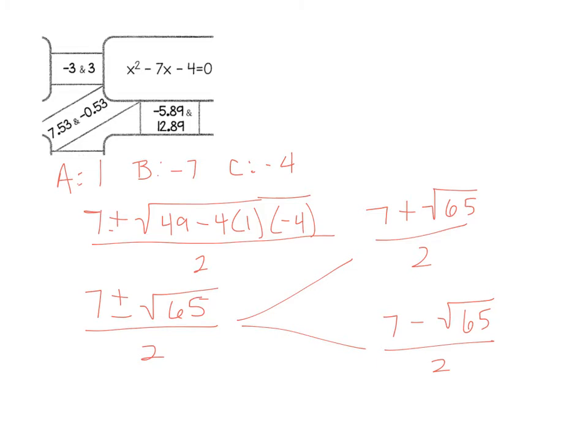So in the first one, 7 plus square root 65, divided by 2, I get 7.53 is one of my answers. And then the second one, I'm going to have 7 minus square root 65, divided by 2. That gives me -0.53.